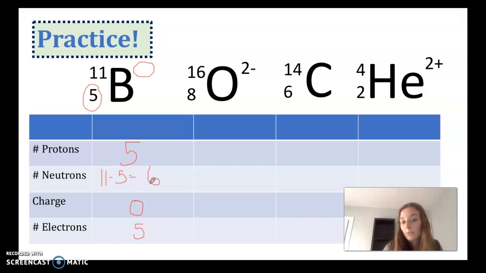I'll go through this next one with you guys as well. So after you've done it, continue on. But this one does have a charge. So again, my protons are 8, because that's the atomic number. My neutrons are 16 minus 8, so that is 8. My charge this time is minus 2, which means I have gained electrons. I have more electrons than protons. How many have I gained? I've gained 2. So 8 plus 2 is 10.